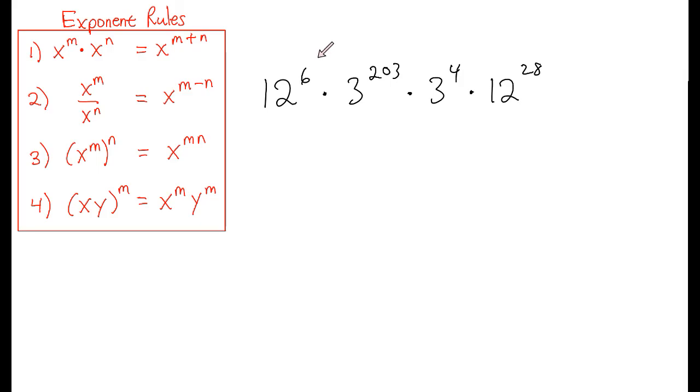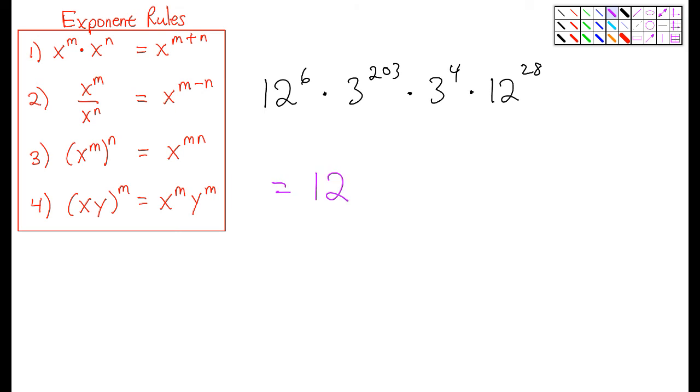Okay, it looks like we're going to be using rule number 1 where we add exponents. Just remember that we can only add exponents when the number or the variable here is the same. So I can add the exponents for the 3's and I can add the exponents for the 12's. So in this case we're going to get 12 to the 6 plus 28, well that's 34, times 3 to the 203 plus 4, well that's just 207. And that's all you can do with this thing. These numbers are probably too big if you try to do them in your calculator.